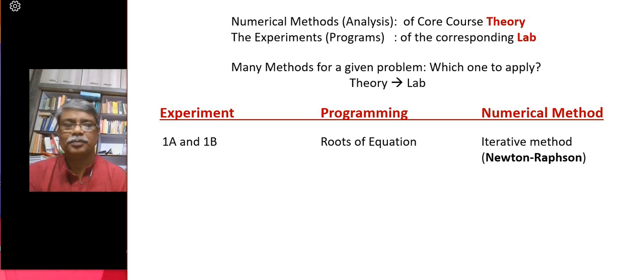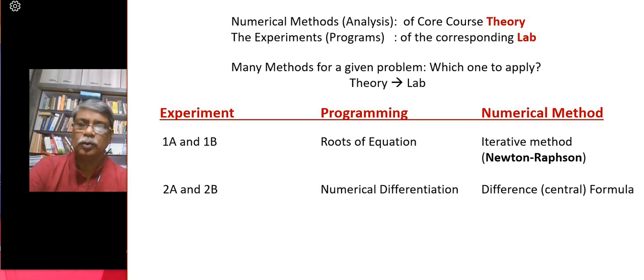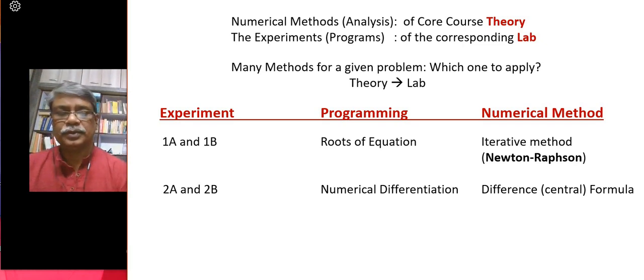For experiments 1A and B, it is basically programming for finding the roots of an equation. Of course, there are many methods, but we will be using an iterative method, mainly the Newton-Raphson method. Experiments 2A and 2B require numerical differentiation, and out of the 3 types of differentiation formula, central difference, backward difference, and forward difference, for convenience and because it is more frequently used, we will be using the central difference formula.